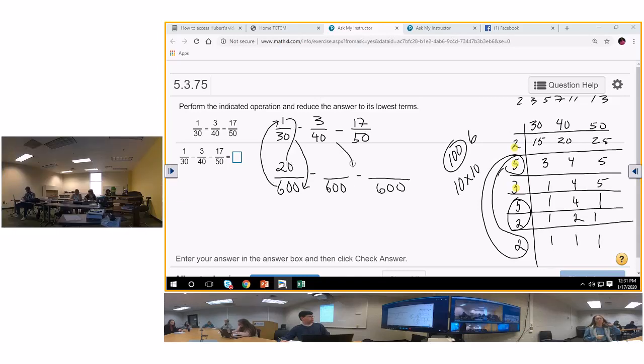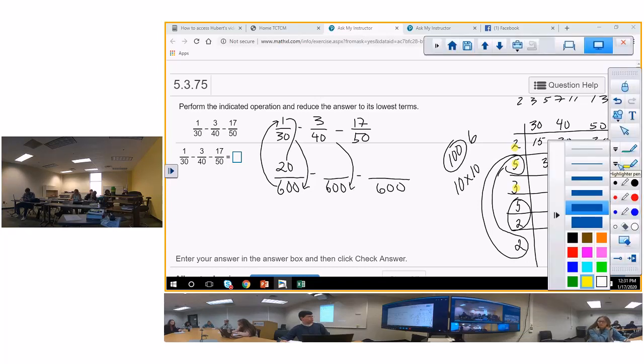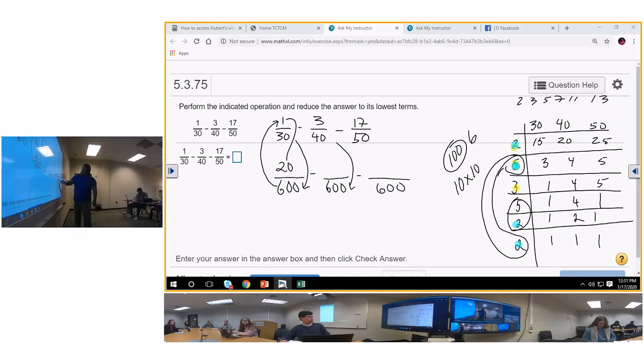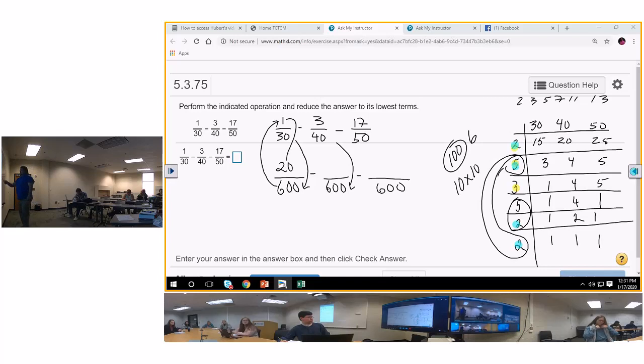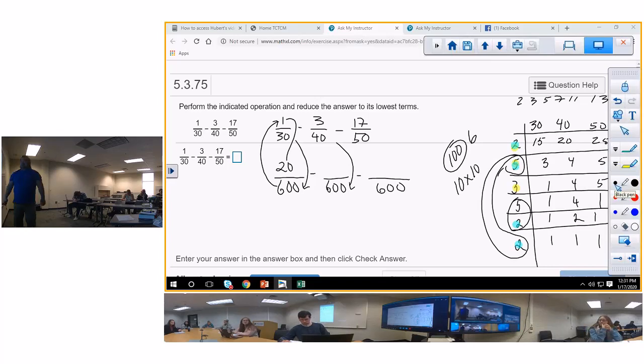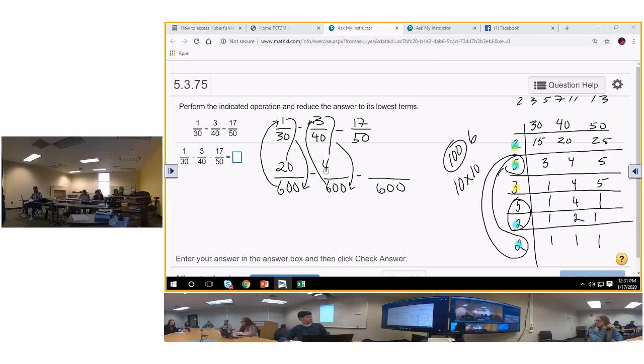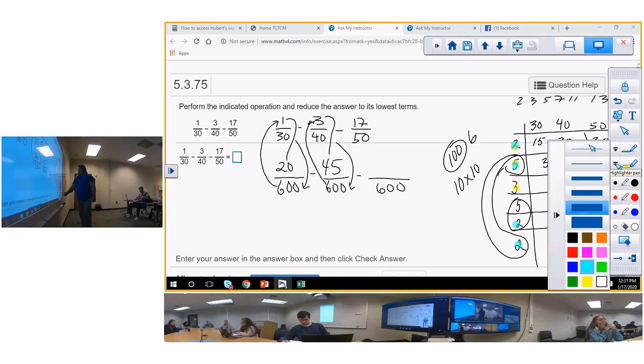So how many times will 40 go into 600? So I'll go over here, and I'm going to change my highlighter color to green or blue. And I'm going to find 40. What is 40? 8 times 5? So 8 times 5. What's left? 15, Hubert. That's right, class. So 40 will go into 600 15 times. 15 times 3 is what? 45.